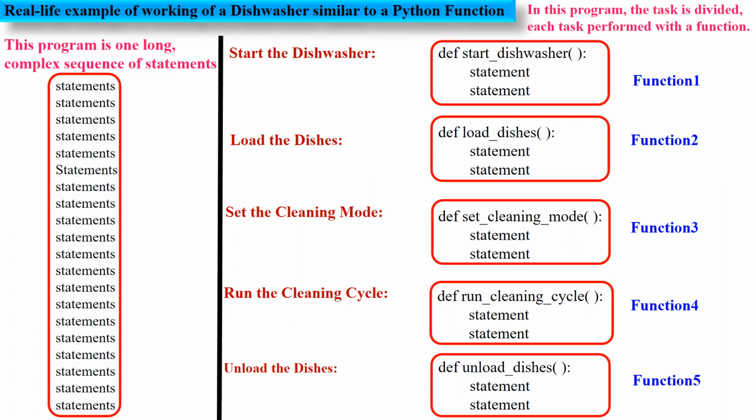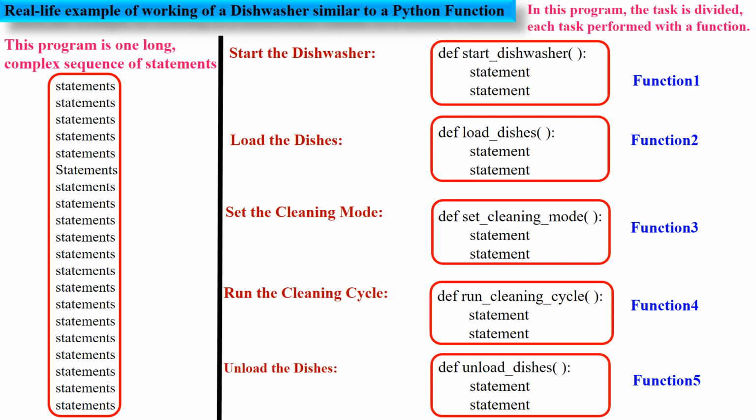Step 1. Start the dishwasher. Define a function called start_dishwasher that turns on the dishwasher, fills it with water, and starts the cleaning cycle. This function can handle any necessary setup steps before starting the actual cleaning process.